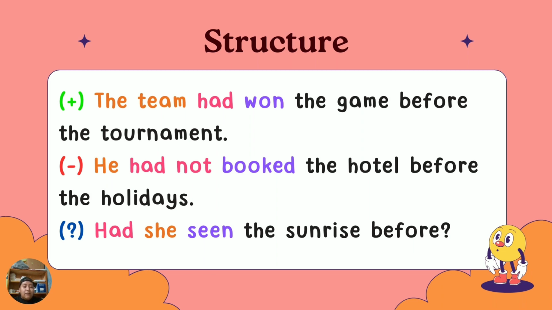And the question form. Had she seen the sunrise before? We have the auxiliary verb had, the subject she, and the main verb in past participle. Then the complement and the question mark.